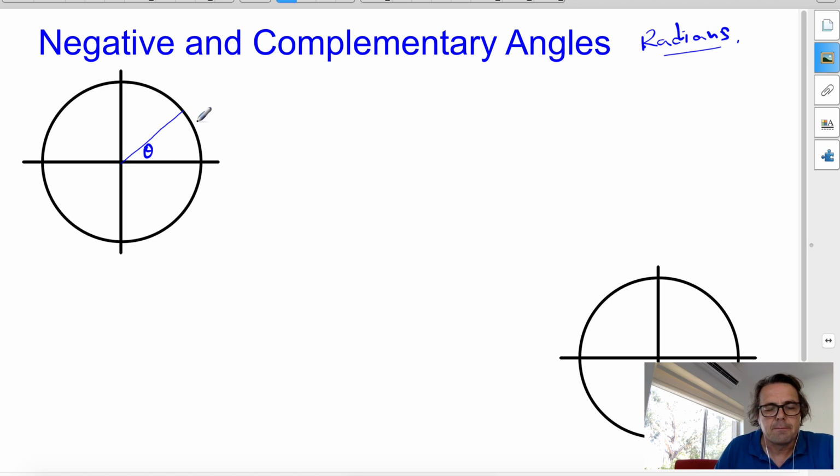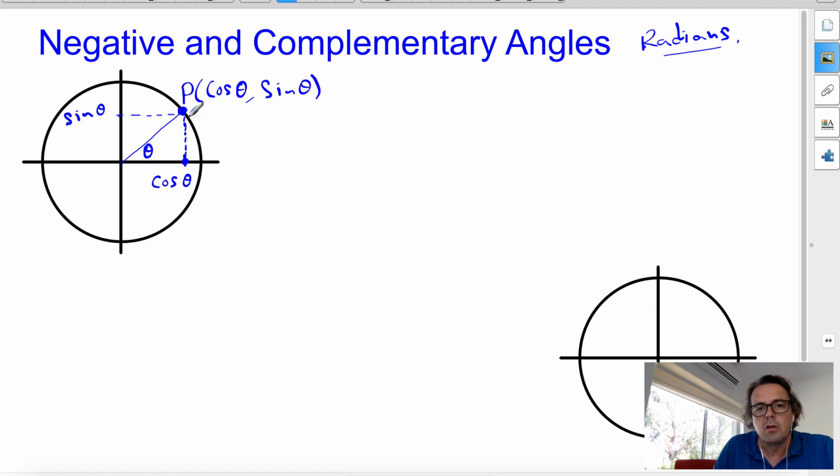First of all, you should know that the number here on the horizontal axis represents the cosine of theta, and the number here on the vertical axis for that point represents the sine of theta. In other words, this point P here has coordinates cosine theta, sine theta. Those are the coordinates of the point P on the unit circle. So the coordinates depend on the angle.